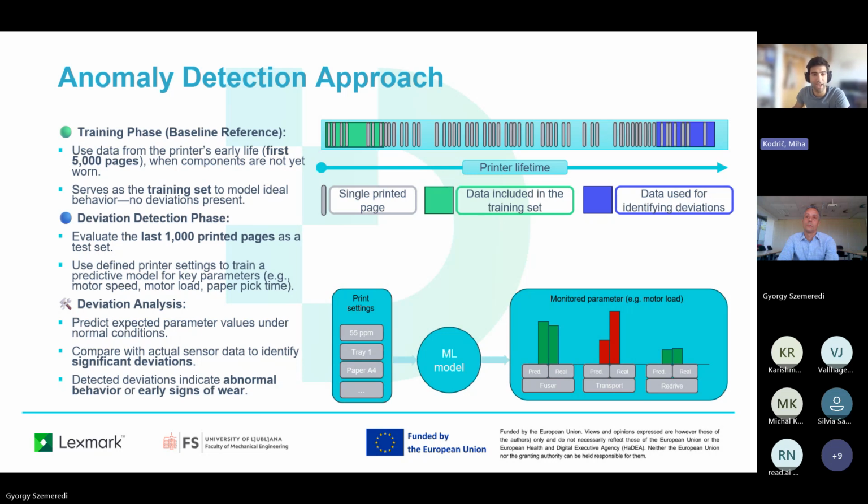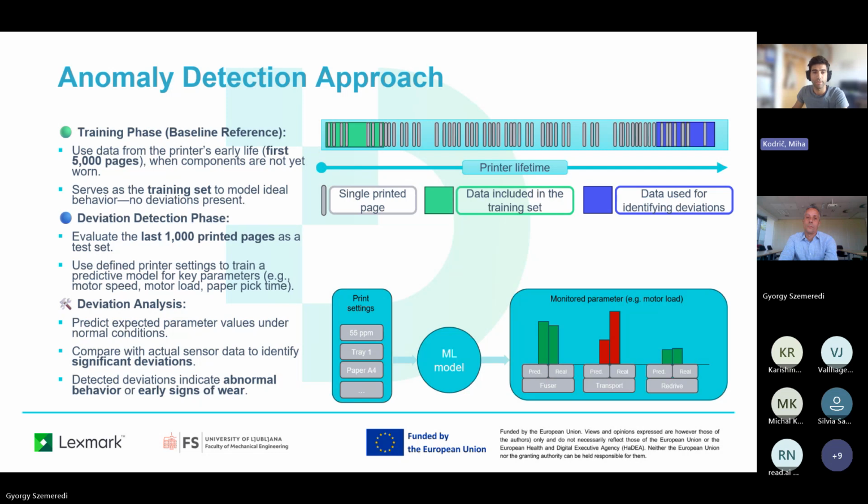We then analyzed the last 1,000 printed pages, comparing those actual values to the predicted values. So for each setting, we predicted the expected parameter values and compared them to the actual measurements. If the deviations were beyond a predefined threshold, we flagged this as a potential issue, as potential anomaly. So this approach allows us to detect signs of wear or malfunction on a component level, and also for the whole printer.